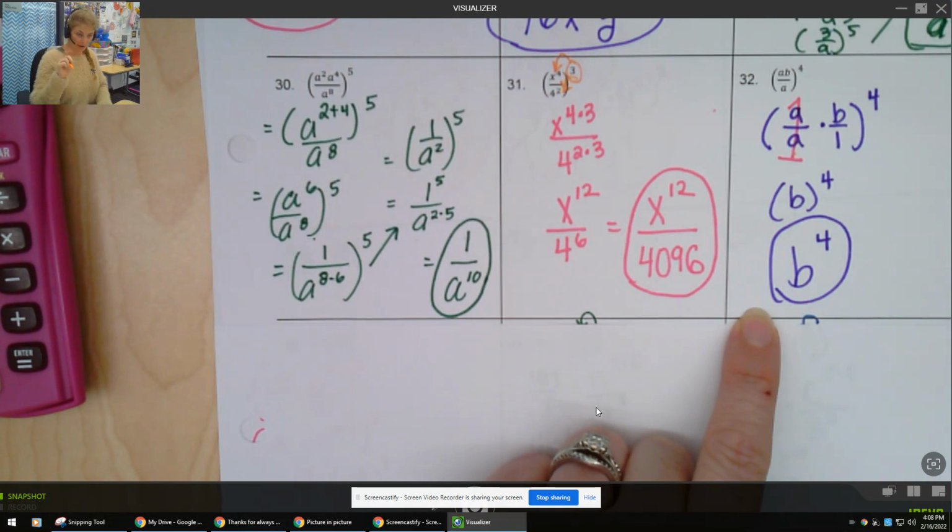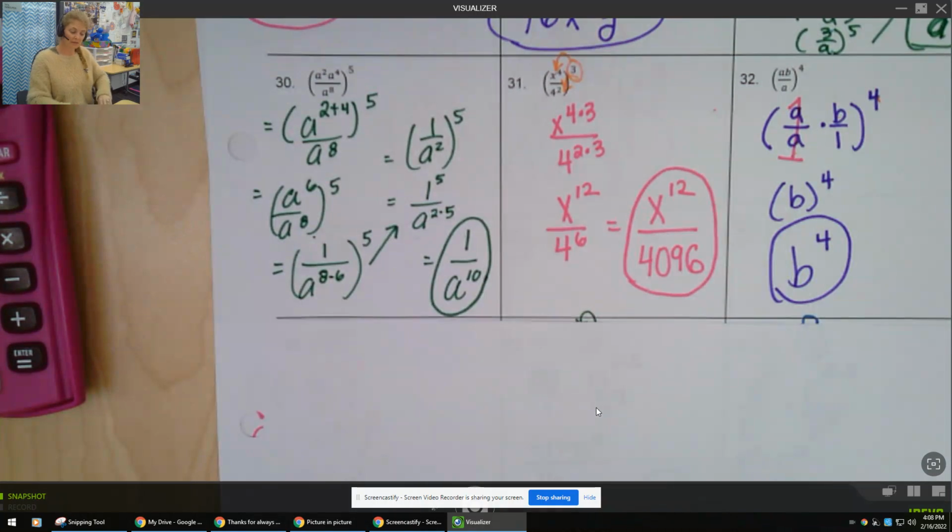to make that fancy 1. You have b over 1, which is just b, all being raised to the fourth power. So b to the fourth is just b to the fourth.